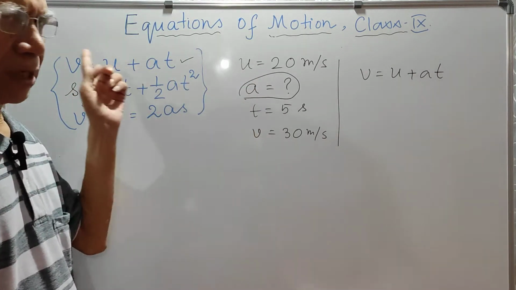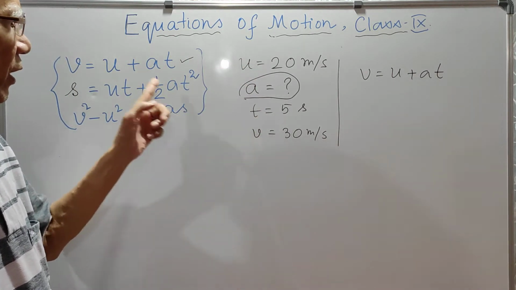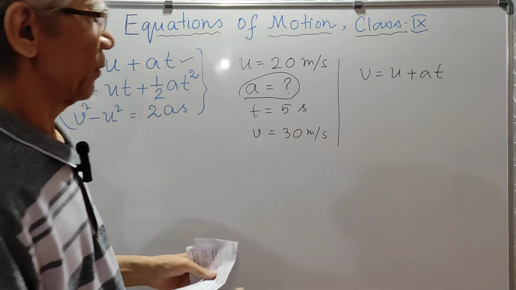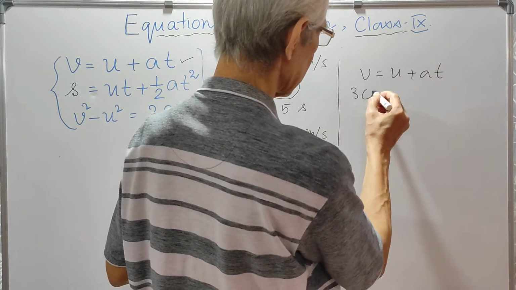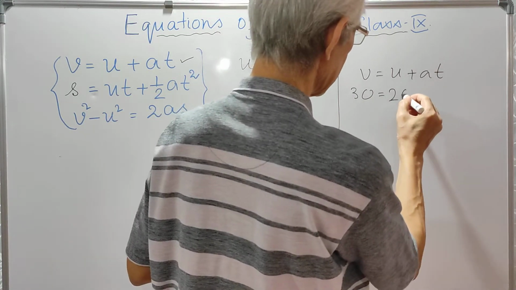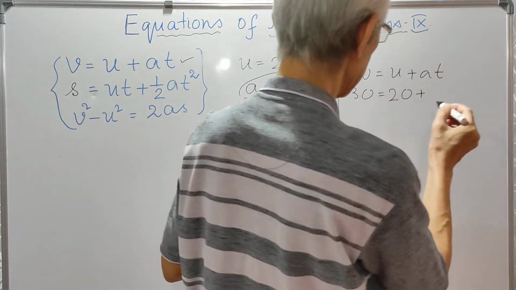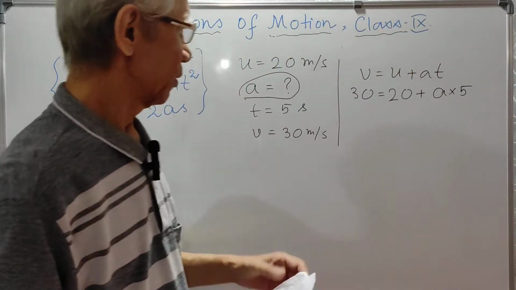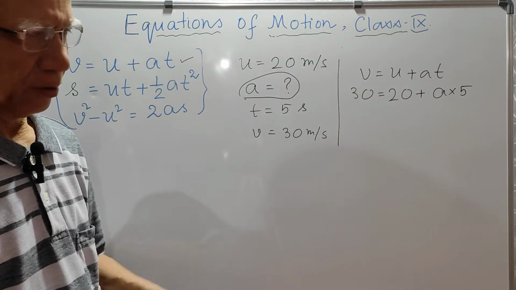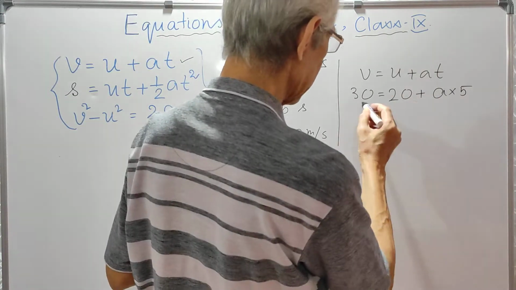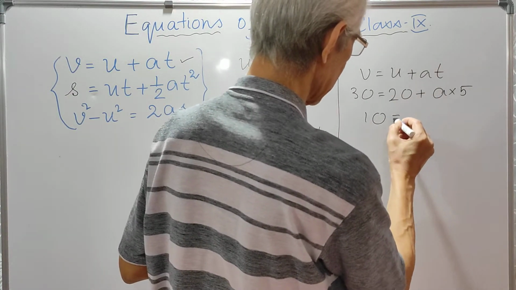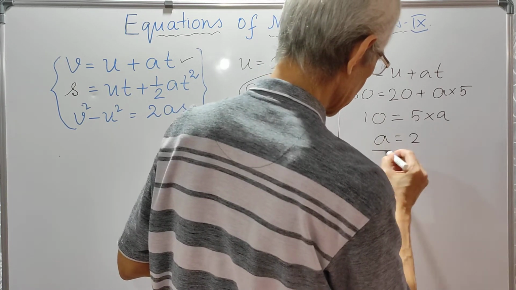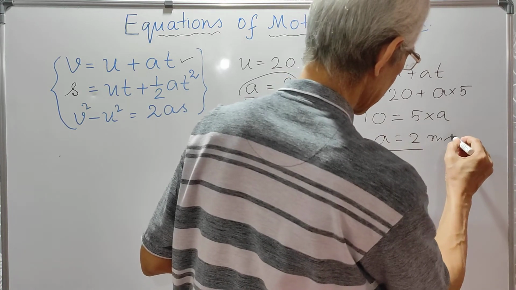So find out which equation contains these 4 letters. So I find this equation contains the 4 letters. So I will use this one. So v equal to u plus at. Now v is given 30, u is given 20 plus a, a is not given, we have to find out, into t is given 5. So I write the given values, okay, only a is unknown. Then from here we get 30 minus 20, 10 equal to 5a. Therefore a equal to 2. So answer is 2 meter per second square.